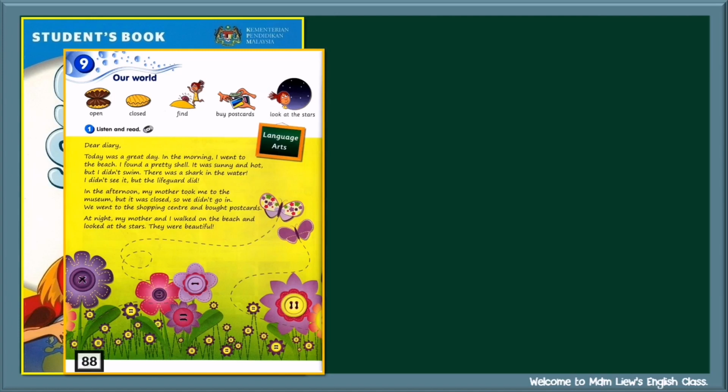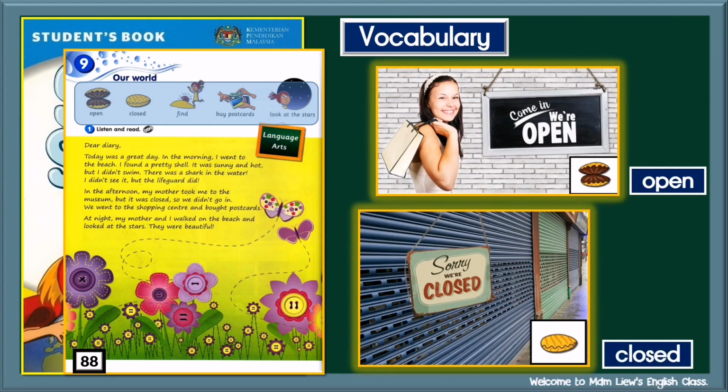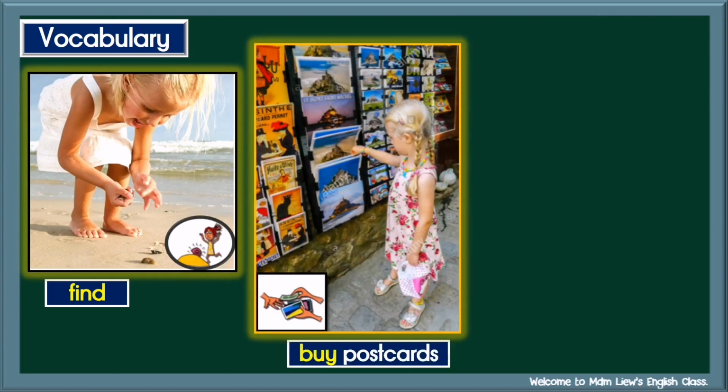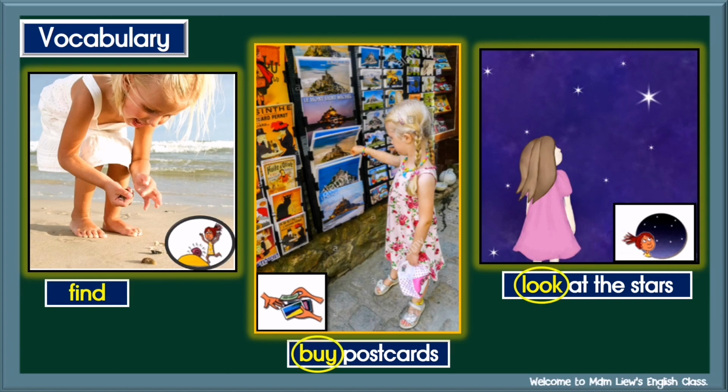Get ready your textbook, page 88. Let's learn some new vocabulary. Listen carefully and say the words after the teacher. Ready? Vocabulary: open, closed, find, buy postcards, look at the stars. Let's change the action words or verbs here to the simple past tense form.